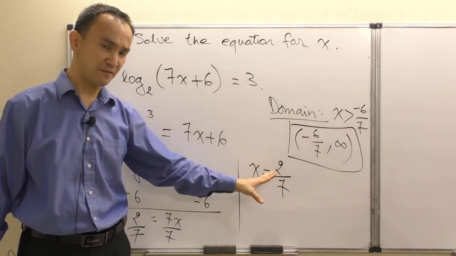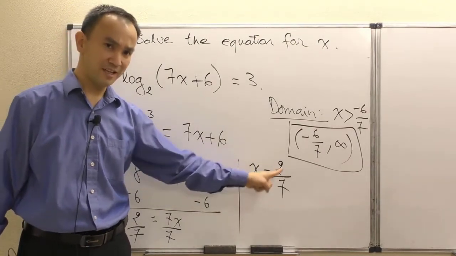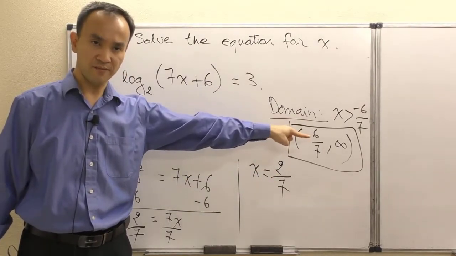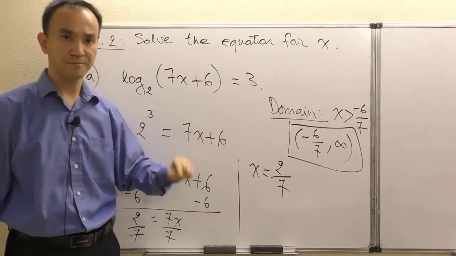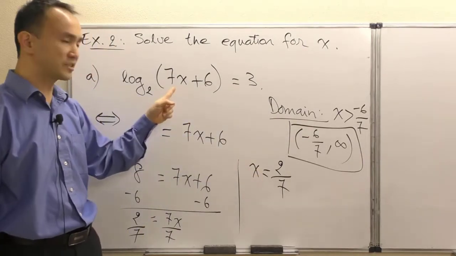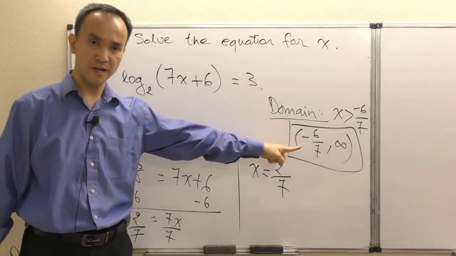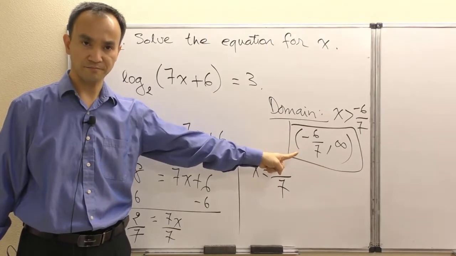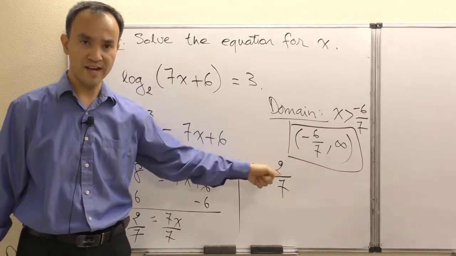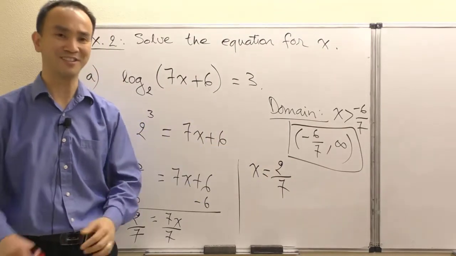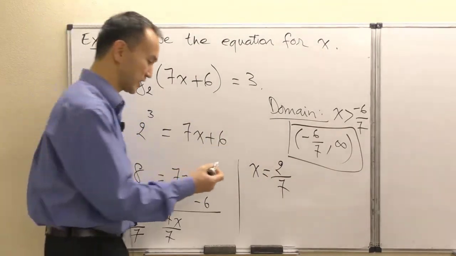And tentative now means let's check: is this answer inside the domain of our logarithm? The domain is here. And yes, this answer is inside the domain of this logarithm. So that's now not only a tentative answer, it is now our final answer. All right, so that's all that logic there.